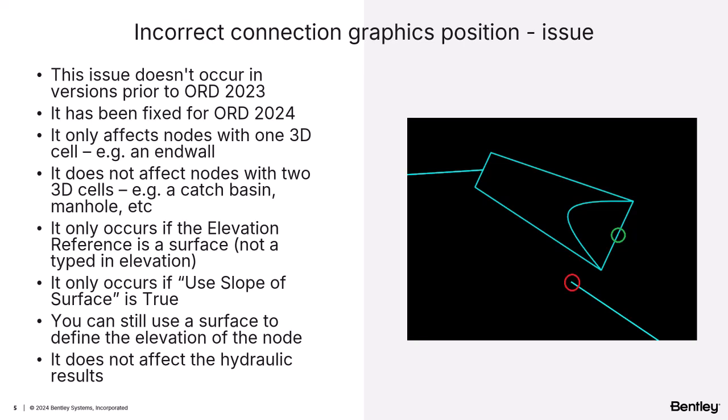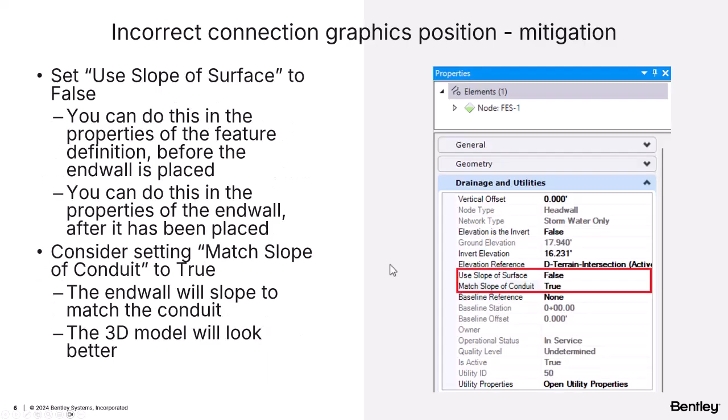So an example of the effect is shown in the picture on the right here, where this conduit, which might for example be a ditch coming out of the end wall, the incorrect connection graphic position means that the conduit is not correctly located at the end of the end wall.